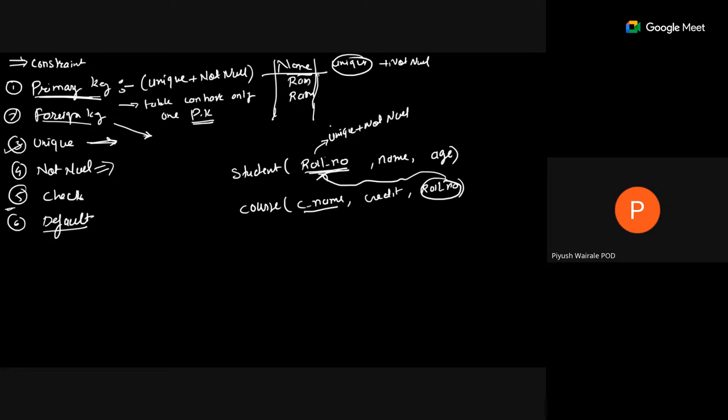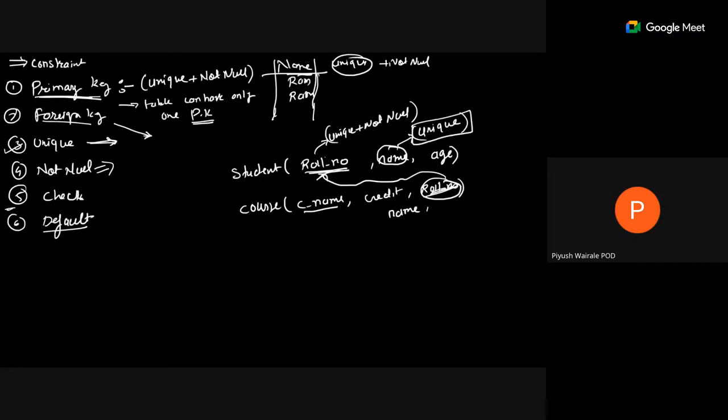Suppose I want to make any other attribute or set of attributes, which is not a primary key, a foreign key. For example, I want to make name. Instead of roll number, I am adding name here, referencing the student table. Can I make this name a foreign key referencing the name from the student table? Yes, sir, but it should be unique. Not null is not required, but it should have unique values.